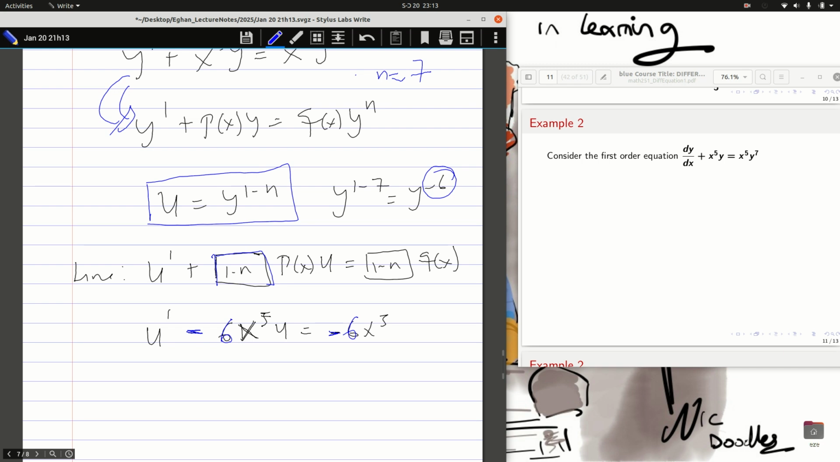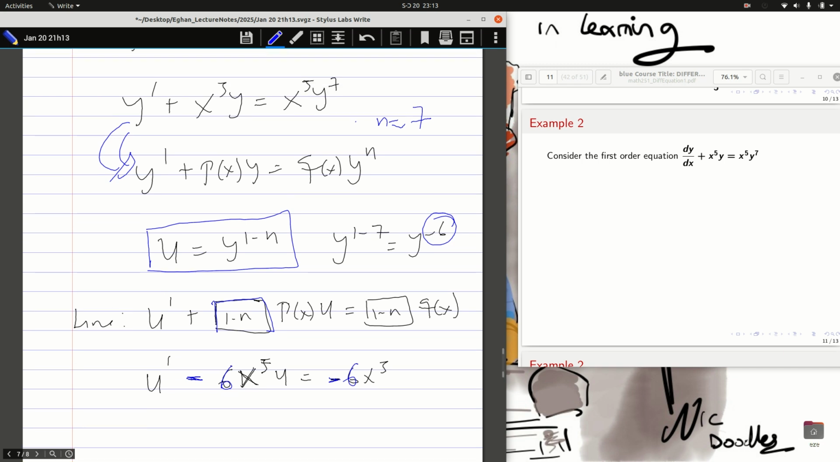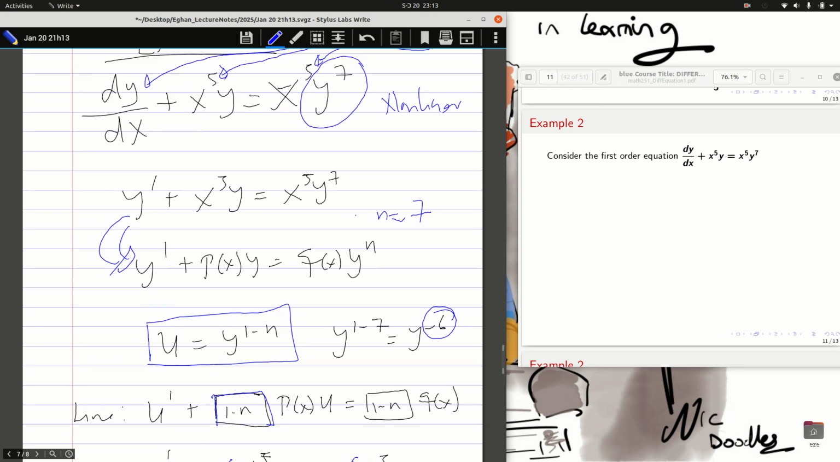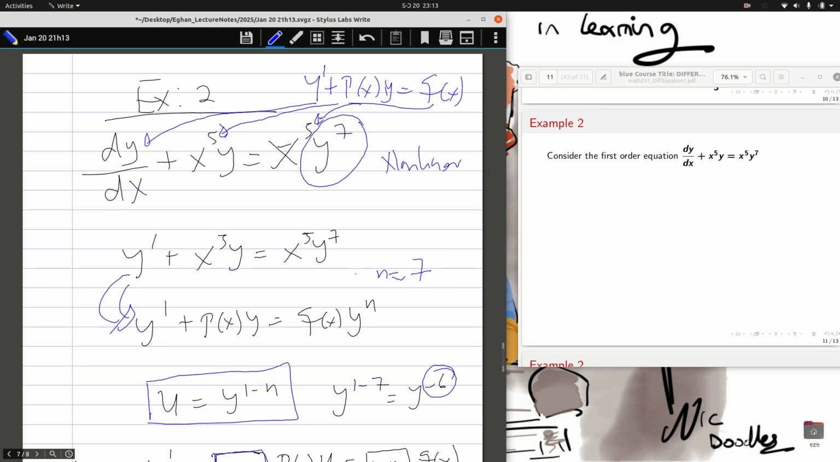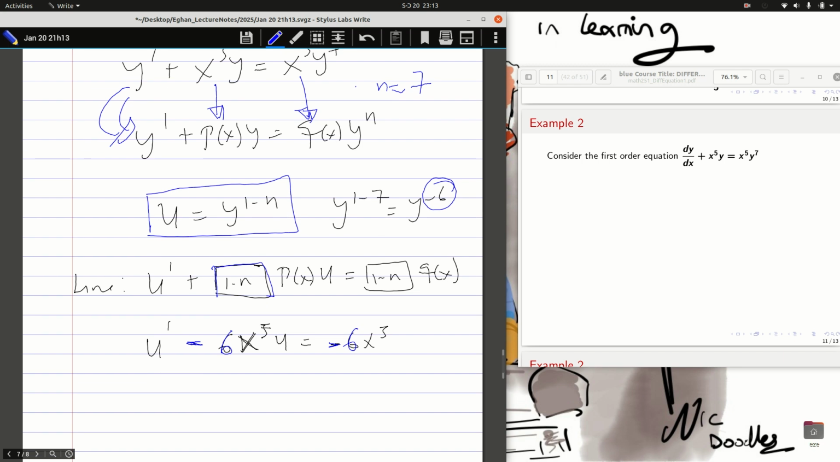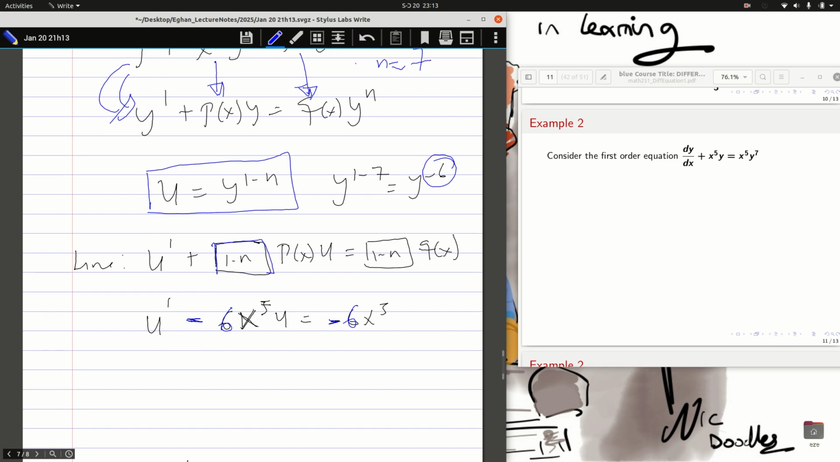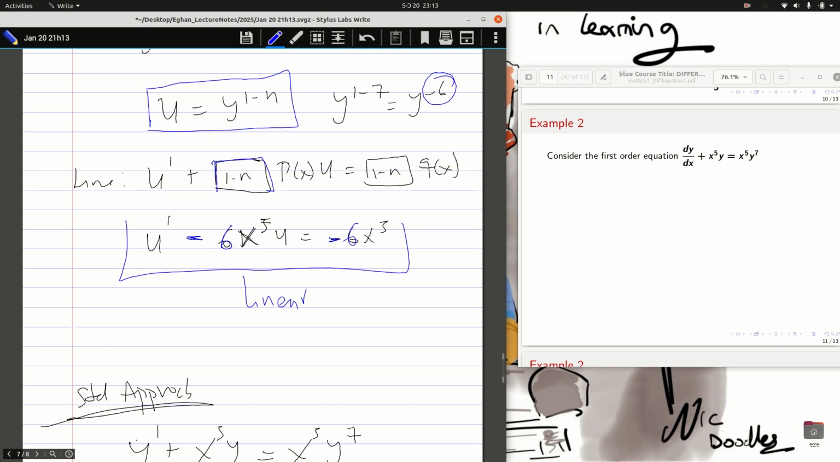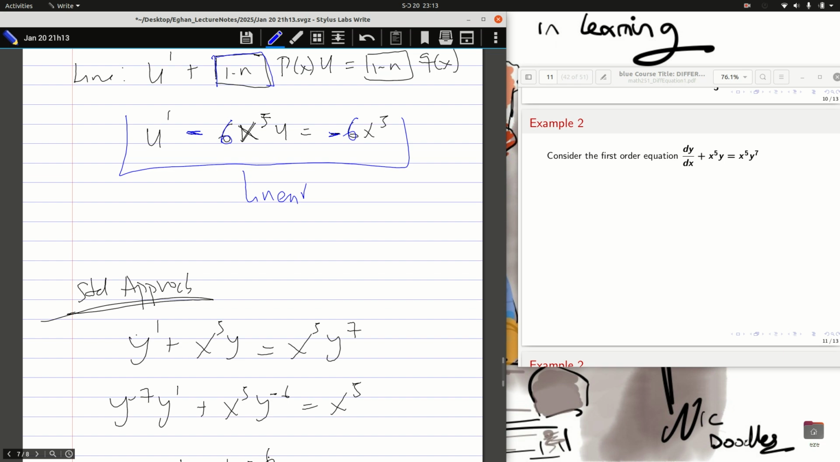Now someone might be confused about where the p of x and q of x are coming from. So again, if I refer you back here, this is your p of x, it is x to the power 5. This is your q of x, it is also x to the power 5. So that is where I'm taking those values from. So this is a linear form now. And then if you want to solve it, you know what to do. But let's look at the standard approach to still get the linear form.